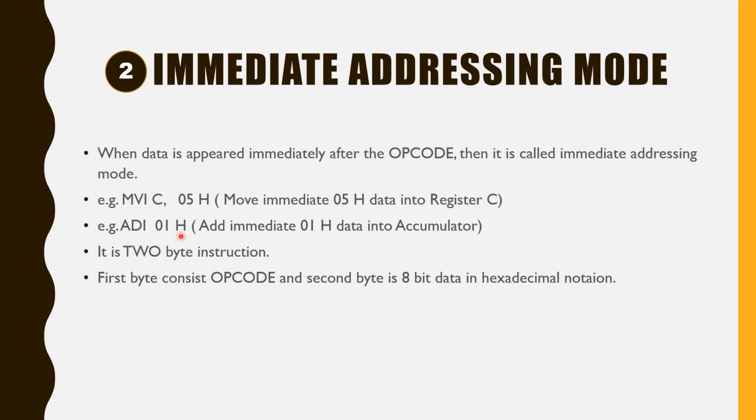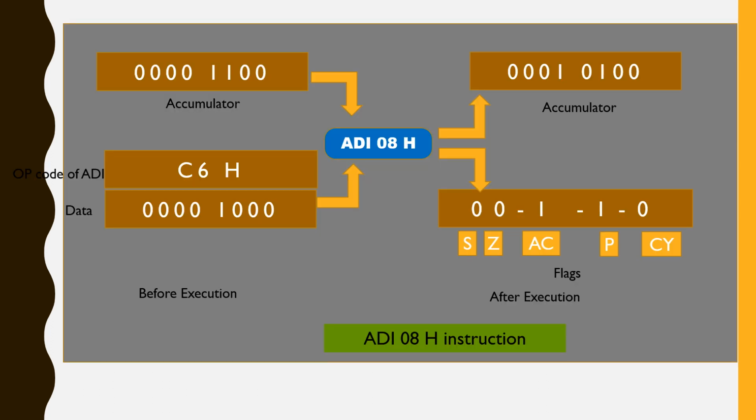Now in immediate addressing mode, the first byte is always an opcode and the second byte is always 8-bit data in hexadecimal notation. So it is an immediate addressing mode. In the next slide I will show you a diagram of immediate addressing mode, the instruction ADI 01. Here ADI 08 is the instruction I am showing you. ADI means add immediate 08 data with the accumulator.